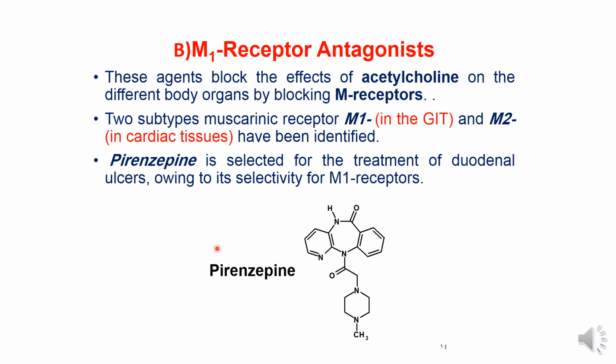Pirenzepine is selected for treatment of duodenal ulcers because it has a selective effect on the muscarinic M1 receptors. This is the structure of pirenzepine, which contains pyridine and diazepine. That is why it's called pirenzepine, due to the presence of the pyridine ring and the diazepine ring. This drug is a selective M1 blocker.